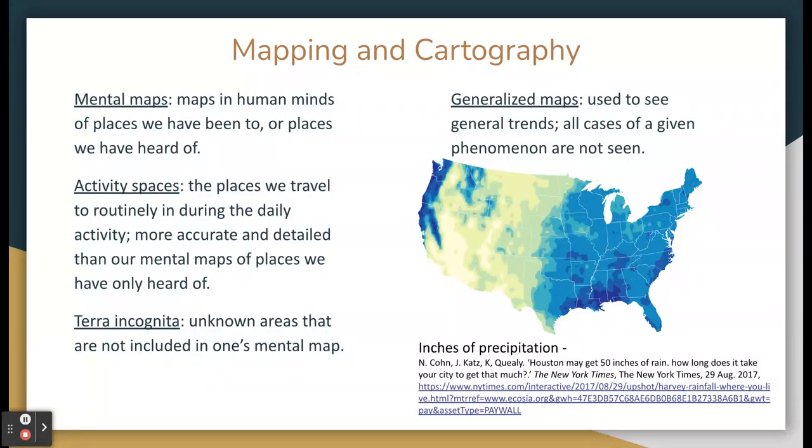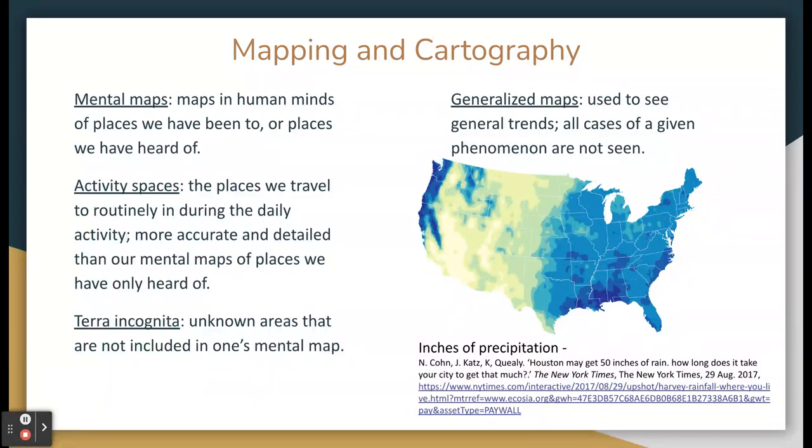Mental maps are maps in human minds of places we have been to or places we have heard of. Activity spaces are the places we travel to routinely during daily activities. These are more accurate and detailed than our mental maps of places we have only heard of. Terra incognita are unknown areas that are not included in one's mental map. For example, if you walk the same route to school every day, you might be unfamiliar with an unknown area of another route.